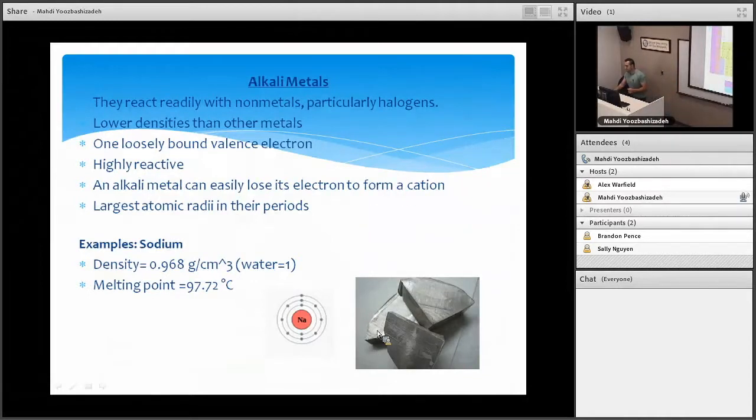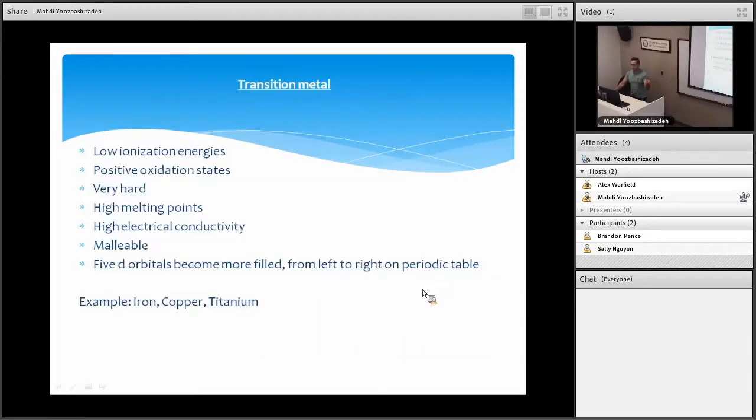Just to give you a synopsis, for example, in alkaline metal, the first kind of metal, one example is sodium. Sodium is very light. It stays on top of the water, and sodium also has a melting point of 97.7, which is lower than the melting point of water. I'm just going to scan this very fast.